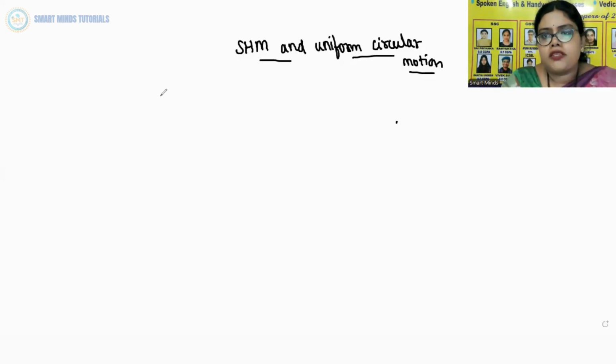So in today's class, we shall understand simple harmonic motion and uniform circular motion. In this class, we show that the projection of uniform circular motion on a diameter of a circle follows simple harmonic motion. So let me draw a figure.